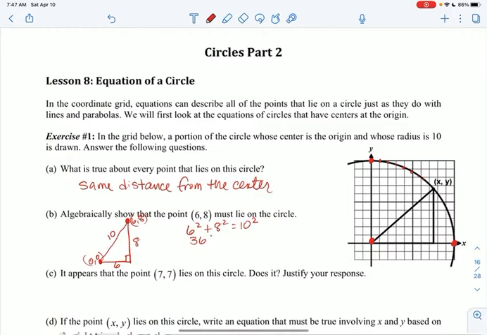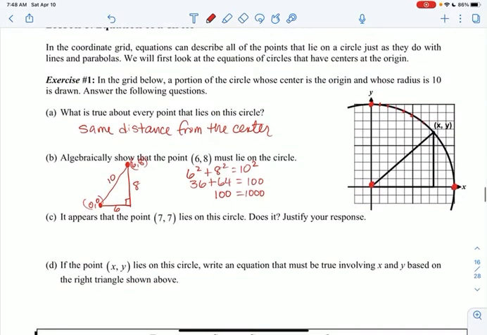6 squared is 36, 8 squared is 64, and 10 squared is 100. Yeah, 6, 7, 8, 9. What did I do? Yep, we're good. So 36 plus 64 is 100. All right, so this is true. So the point (6, 8) does lie on the circle.